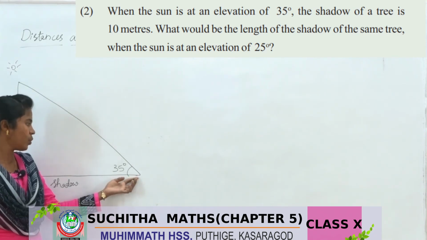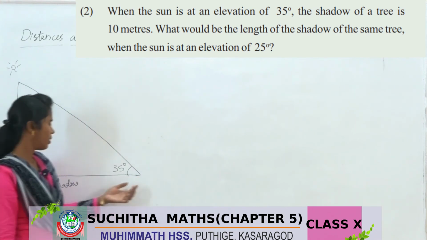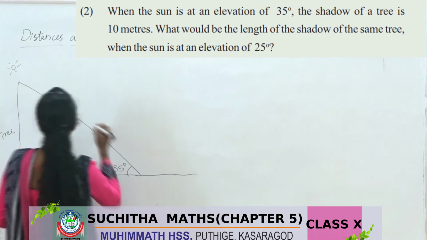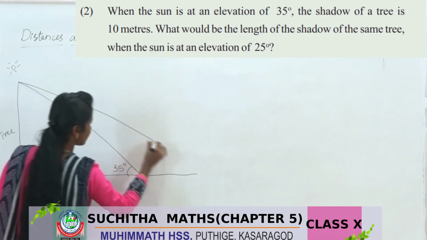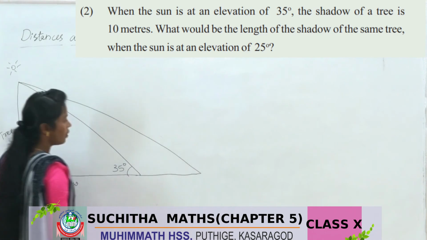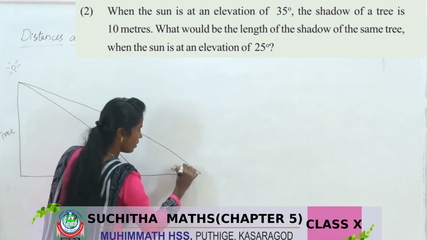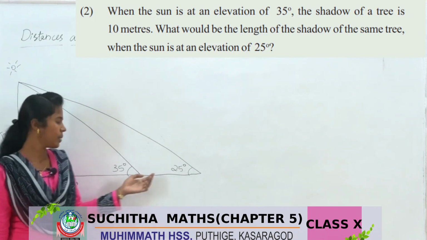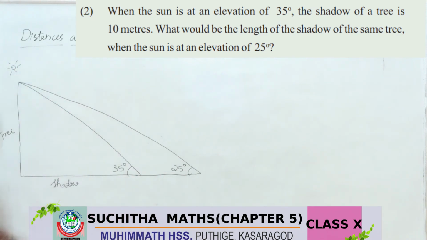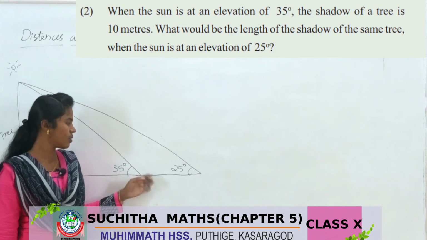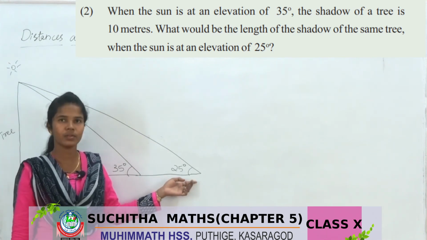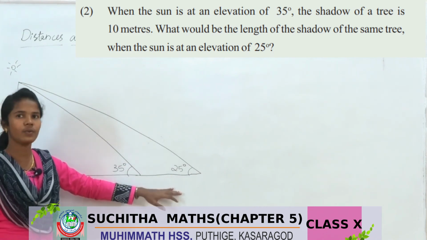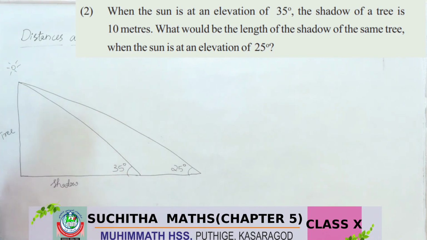So here the man is moving backward. Now the sun is at an elevation of 25 degrees. By moving backward, the angle is decreasing. By moving forward, the angle is increasing. Here 25 degrees is less than 35 degrees, so the man is moving backward and sees the sun at an elevation of 25 degrees. That is the angle between the straight view and the raised view.